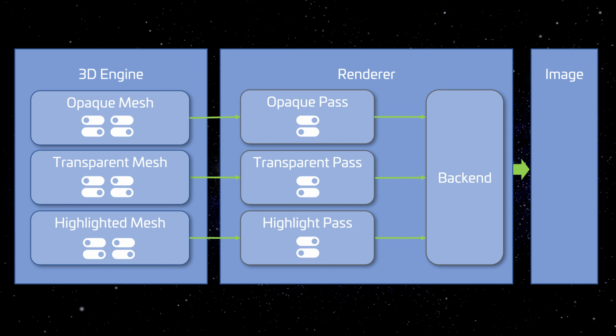So when the object is first spawned, it will communicate directly with the pass responsible for it and pre-configure everything possible at that stage. Now, this has a bunch of benefits.